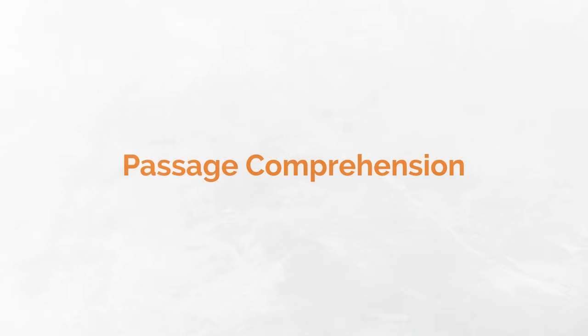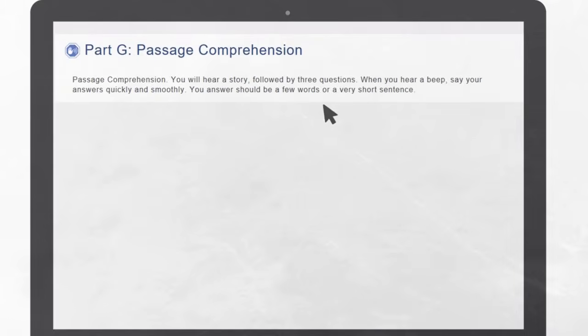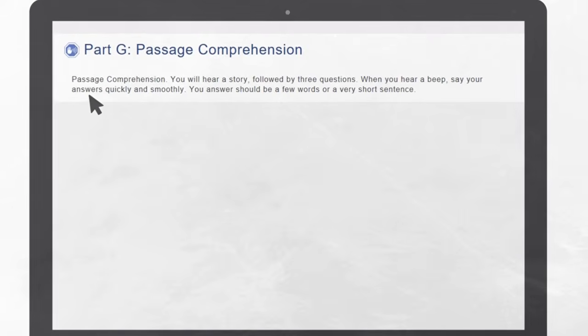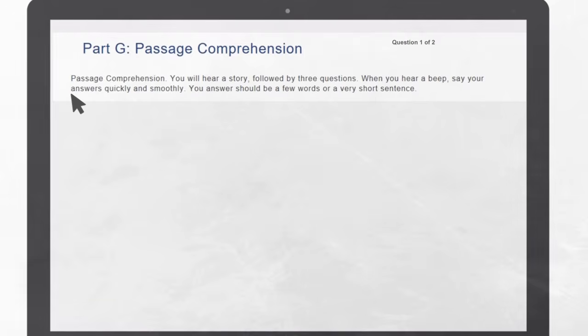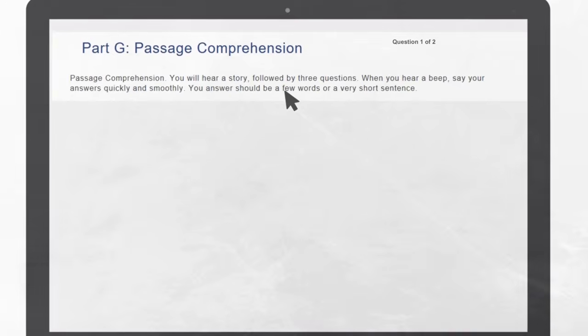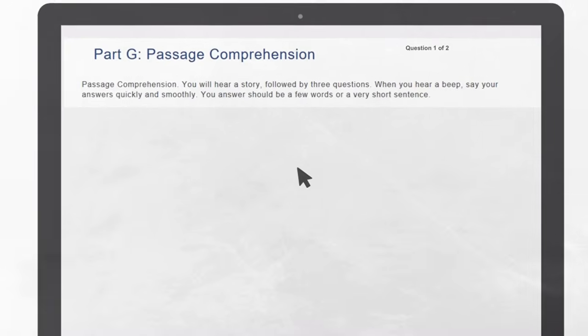Passage comprehension. In Part G, you will listen to a short passage followed by 3 comprehension questions about what you just heard. Questions will typically be about the main idea of the story. There are 2 passages in this section, and you will have 10 seconds to answer each of the 3 questions.